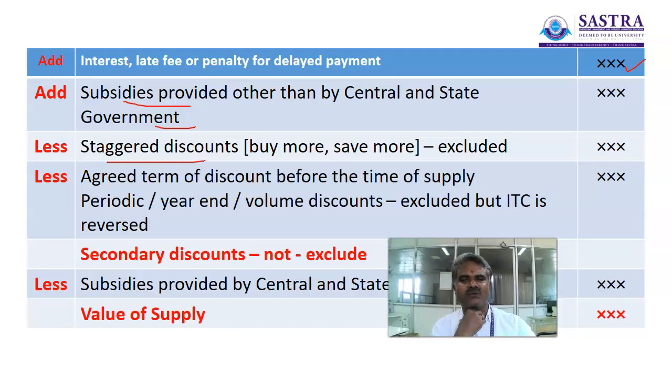Less staggered discount. You give discounts stage by stage. Suppose in festival time you give one discount: buy one get one free, buy two get one free. This type of discount is not allowed. But staggered discount is allowed: whenever you pay 50,000, now I allow 1%, and at the time of final payment I will allow more. This is allowed. But buy more, save more is excluded. This is not allowed.